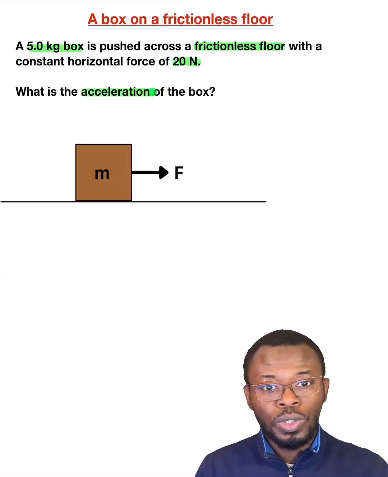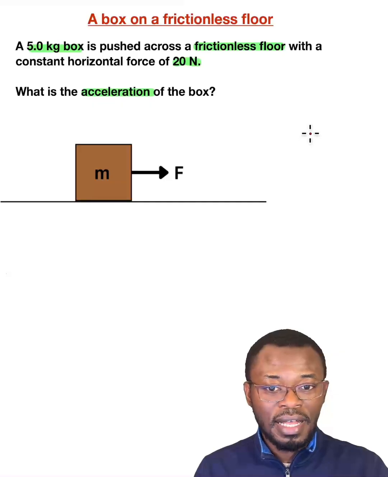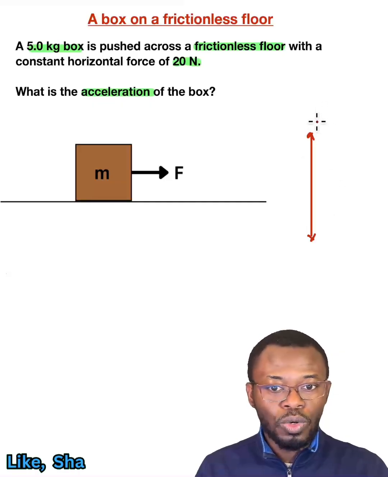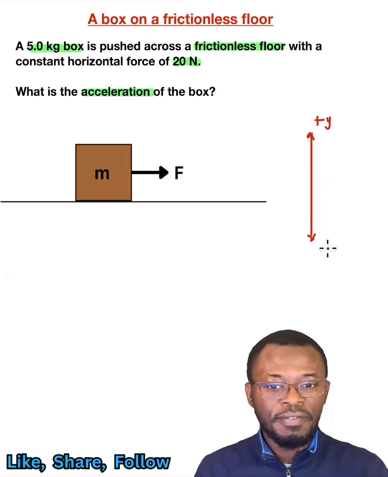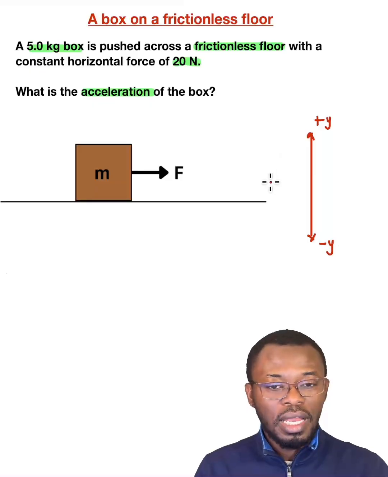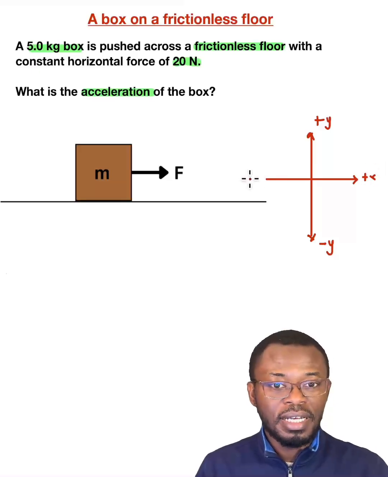The first thing to do in solving Newton's second law problems is to establish your coordinate system. The Cartesian coordinate system is nothing but the vertical axis, which we call the y-axis. Any vector that points upward is positive, and any vector that points downward is negative. Also, we have the horizontal axis. Any vector that points to the right is positive x, and any vector that points to the left is negative x.